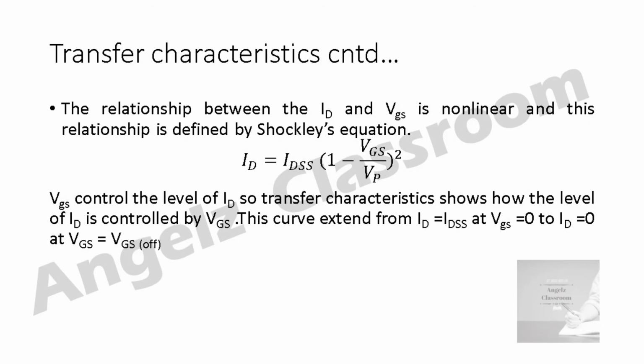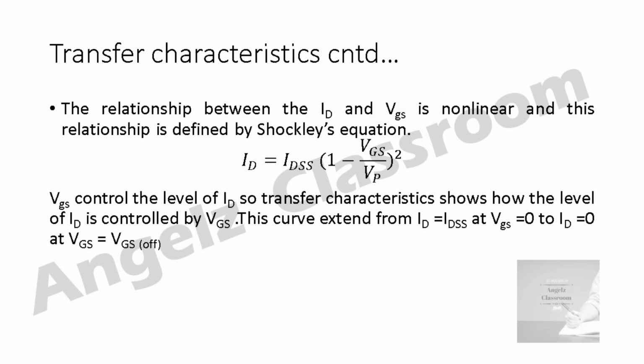The relationship between the drain current and the gate source voltage is non-linear, and this can be defined by Shockley's equation. Shockley's equation is ID equals IDSS times (1 minus VGS divided by VP) the whole squared. ID, you know, is the drain current, and IDSS is the maximum value when VGS is equal to 0.